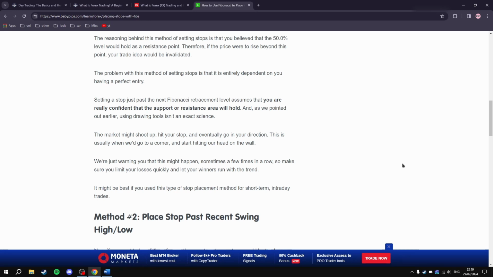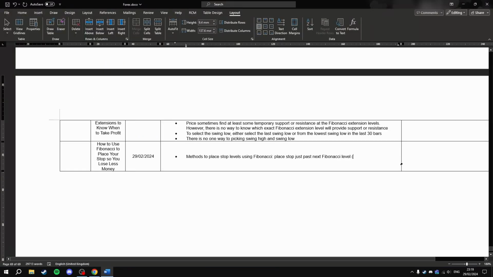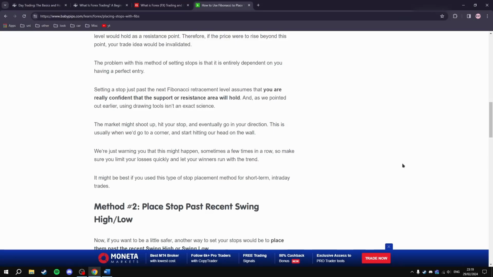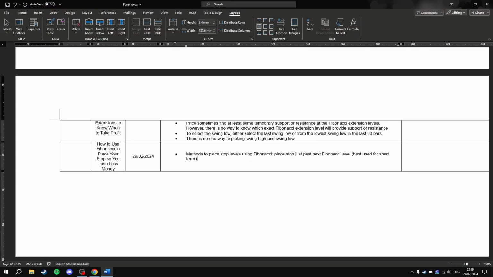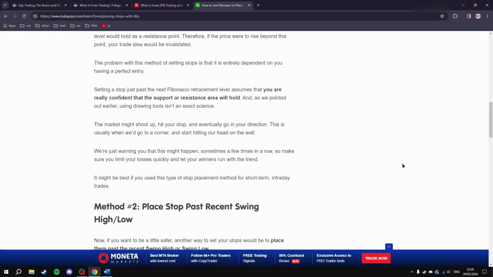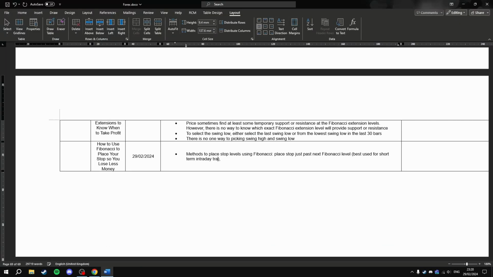It might be best if you use this type of stop placement for short-term intraday trends. Best used for short-term intraday trends. Right, intraday trades, not trends. Trades.